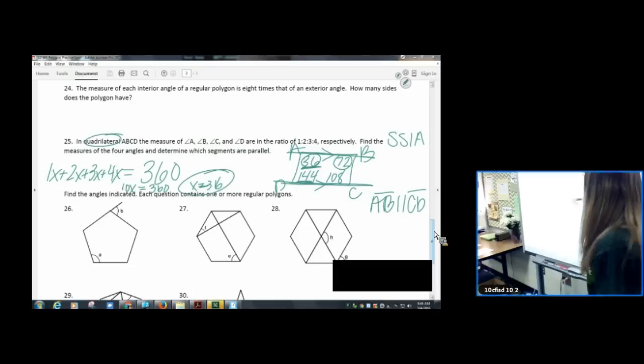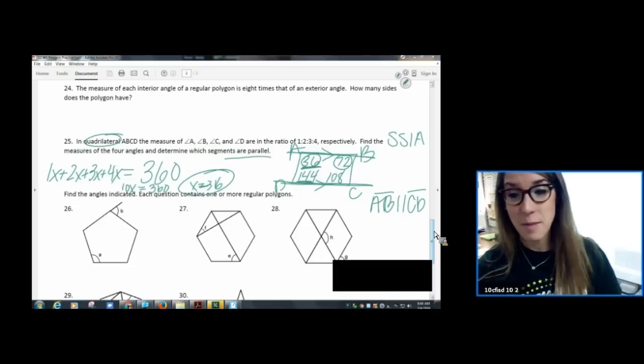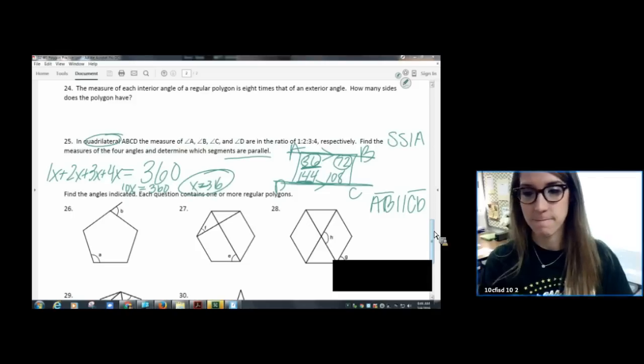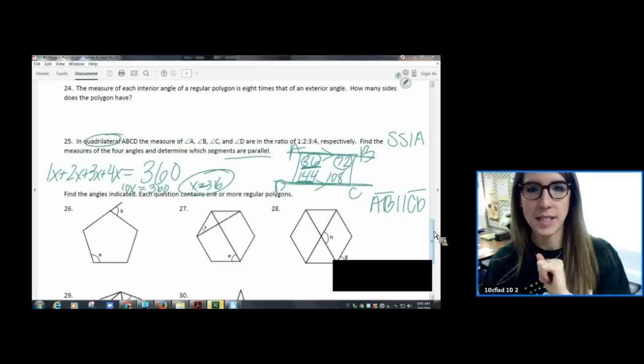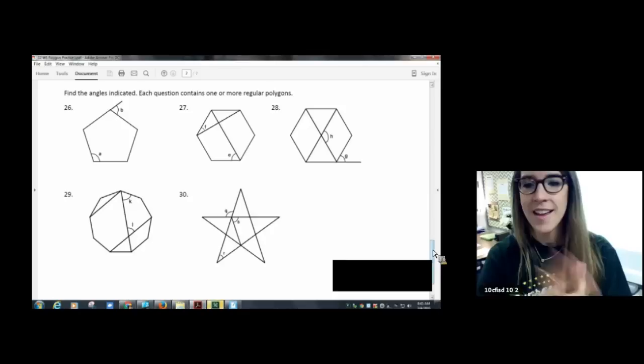So honestly, what shape is this? We know the name of it. What shape is this? It's a trapezoid. It has one pair of opposite sides parallel. Exactly one pair. That's the definition of a trapezoid. So number 25 was a trapezoid.